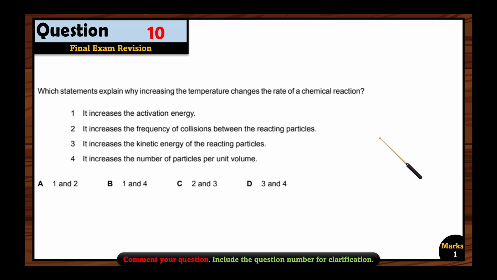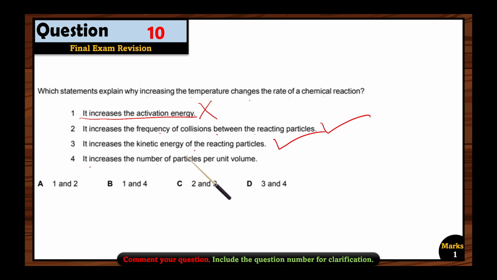Question 10. Which statement explains why increasing the temperature changes the rate of the chemical reaction? It increases the activation energy. That's wrong. It has nothing to do with the activation energy. It increases the particles' energy. Okay. It increases the frequency of the collision between the reactant particles. Yes, the collisions will be more. It increases the kinetic energy of the reactant particles. Yes, that's right. It increases the kinetic energy.